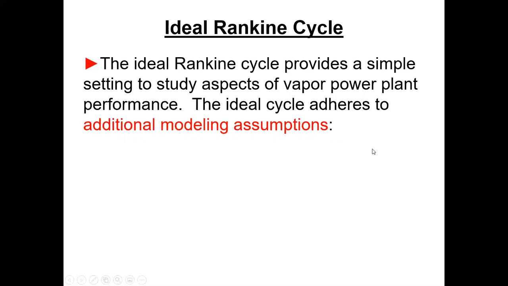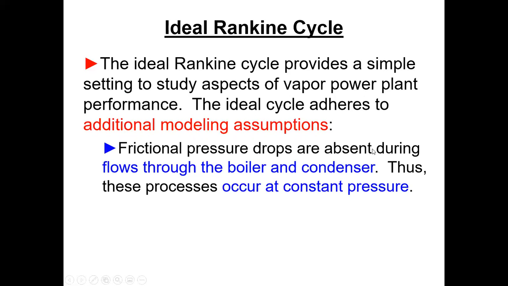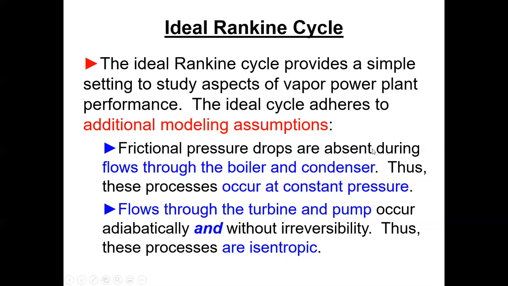So when we say ideal, there is no frictional pressure drop during flows through the boiler and condenser. So whatever pressure is into the boiler is out of the boiler, and likewise for the condenser. Flows through the turbine and pump occur adiabatically and without irreversibility. So friction's out, and we don't have stray heat transfer and all that. Thus, they are isentropic. So we have an isentropic turbine, and we have no pressure drops.